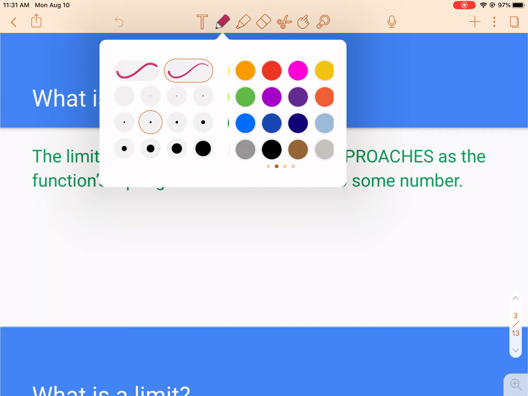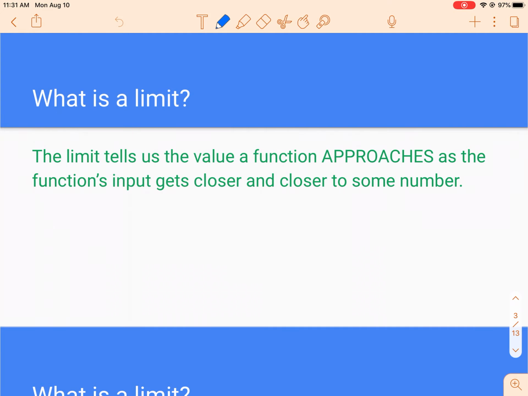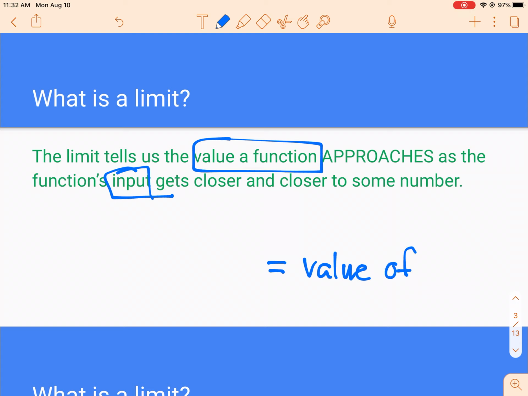But we're going to focus on a couple words here, and the words I want to focus on are the value of the function and the input. So the limit tells us the value of the function. That means that the outcome is the value of the function, and a value of a function is y. If I said, what is the value of this function at a certain place, you would put in an x and get out a y. So the value of the function is your output.